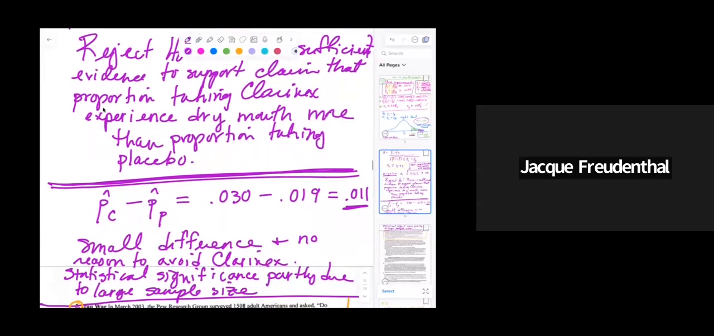That's a pretty small difference. So it is not really reason to avoid Clarinex. It's statistically significant, partly because of the large sample size. So statistically, it came out to be significant, but really that's not much of a difference between the Clarinex and the placebo to make you avoid taking Clarinex.